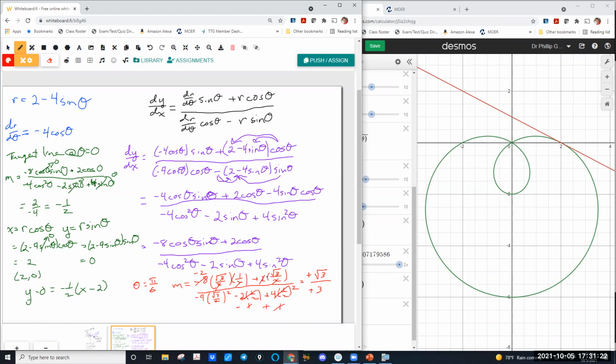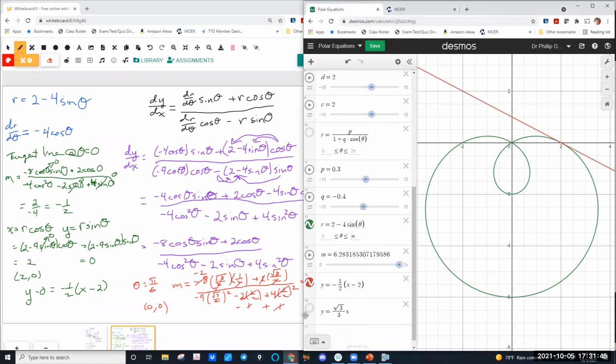And you end up getting, because pi/6 makes sine a half, 2 minus, well, 4 times a half is 2. Both these end up having 2 minus 2 in them. Our point just ends up being 0, 0. So our tangent line is at 0, 0 with a slope of rad3 comma rad/3. And there's our tangent line, and it works perfectly.